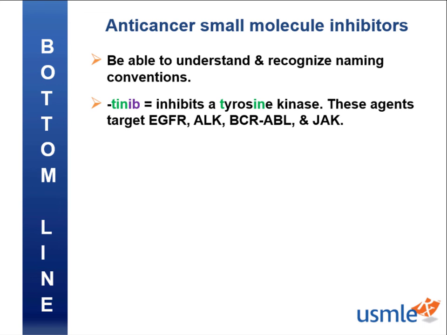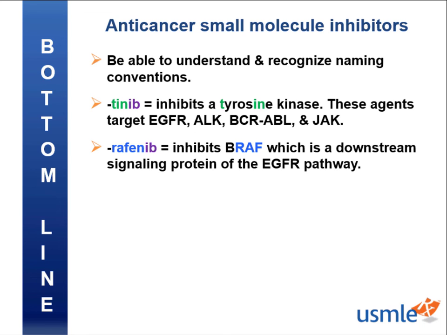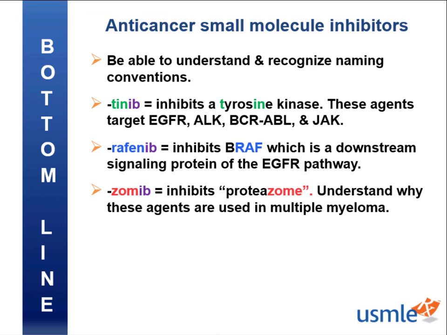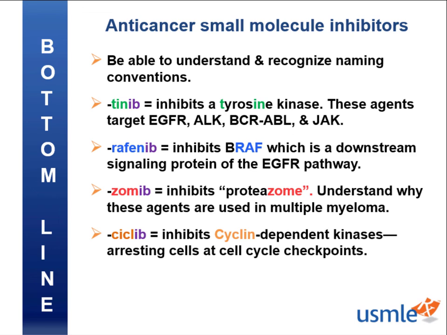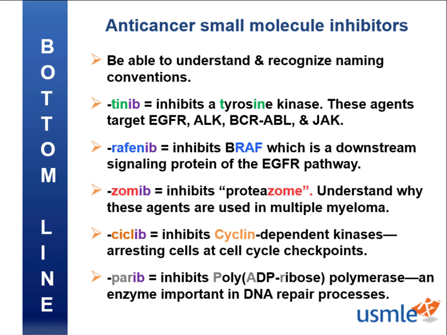So, know that agents ending in -tinib inhibit tyrosine kinases. Of the drugs we discussed today, the EGFR, ALK, BCR-ABL, and JAK tyrosine kinases were targeted. Next, know that agents that end in Rafenib inhibit BRAF, a protein downstream in the EGFR signaling pathway. Also, know that proteasome inhibitors end in Zomib and why they are used to treat multiple myeloma. Next, know that the ending Cyclib indicates that the agent inhibits Cyclin-Dependent Kinases, arresting cells at cell cycle checkpoints. Lastly, know that the ending Parib indicates that the drug inhibits poly-ADP ribose polymerase, an enzyme important in DNA repair processes.